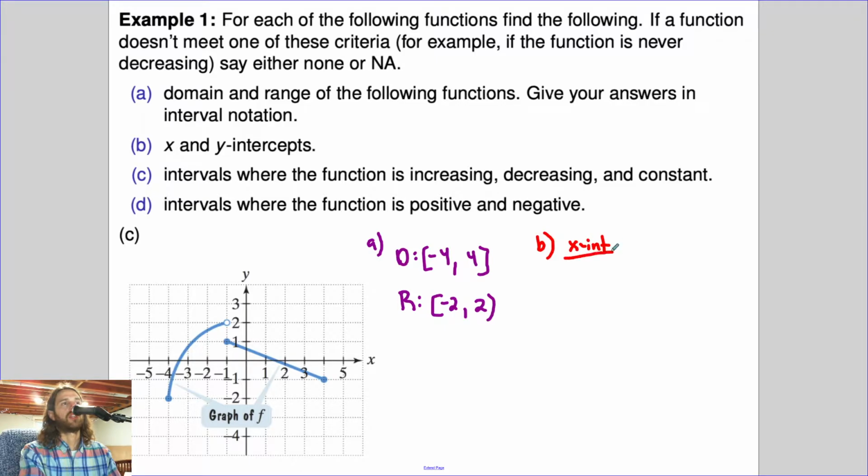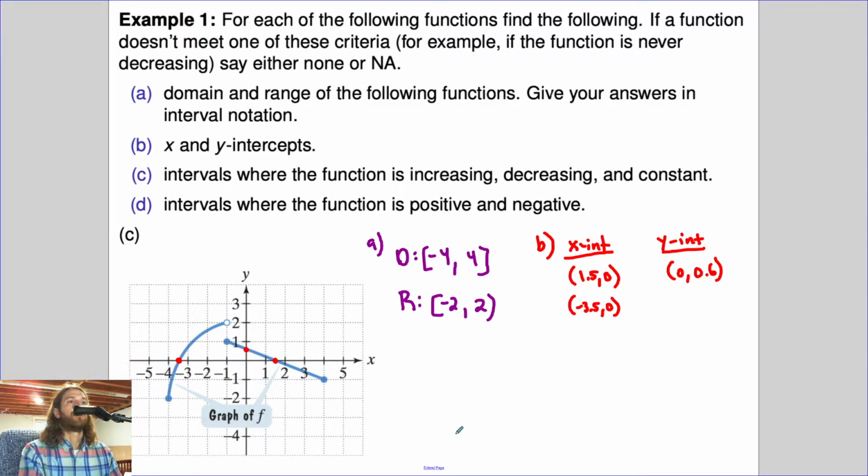x-intercepts. Where does it cross the x-axis? It crosses it at these spots, here. So those two points are (1.5, 0) and (-3.5, 0). Our y-intercept is here, which doesn't look like 0.5, but it's kind of close to 0.5. (0, 0.5) something. Let's keep rolling.